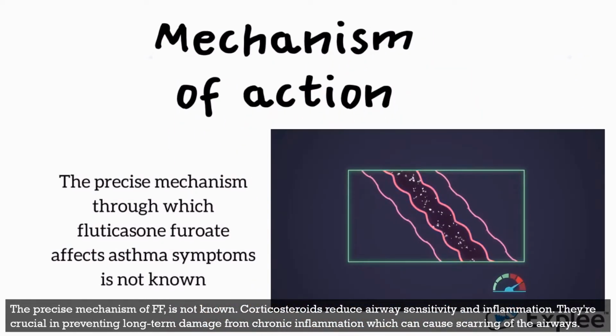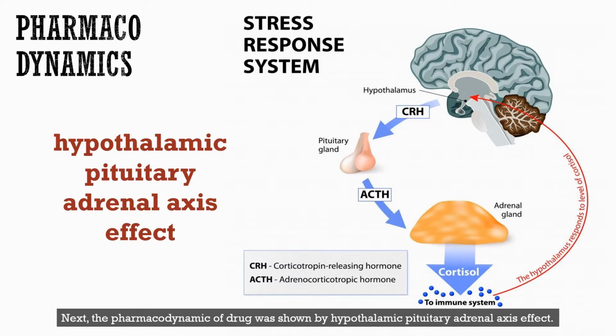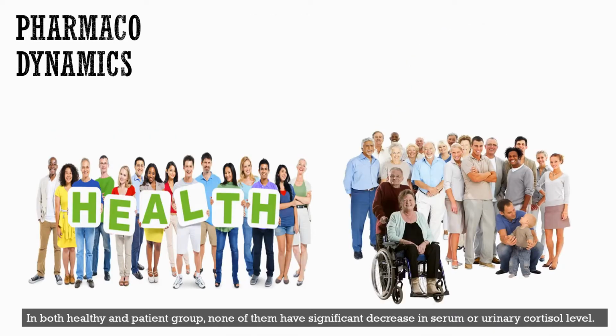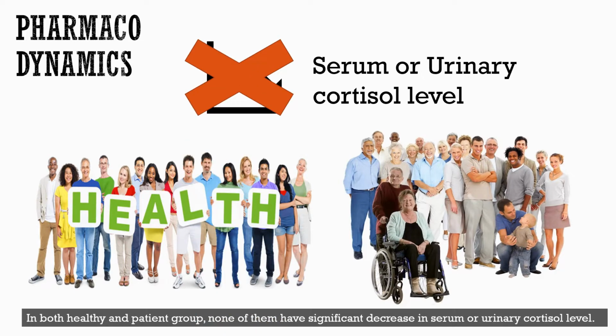Corticosteroids reduce airway sensitivity and inflammation. They are also crucial in preventing long-term damage from chronic inflammation, which can cause scarring of the airways. The pharmacodynamics of the drug was shown by the hypothalamic pituitary adrenal axis effect. In both healthy and patient groups, none of them had a significant decrease in serum or urinary cortisol level.